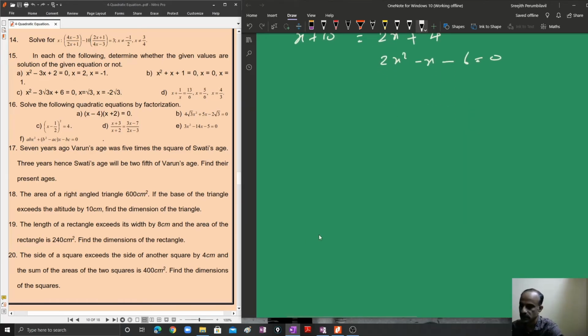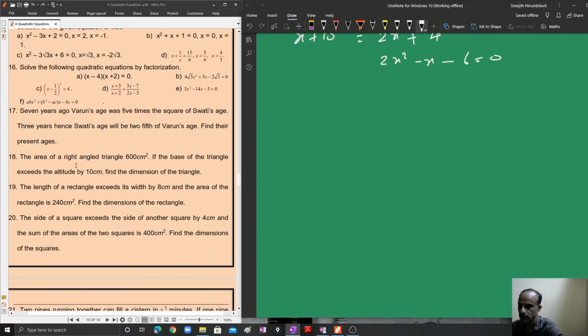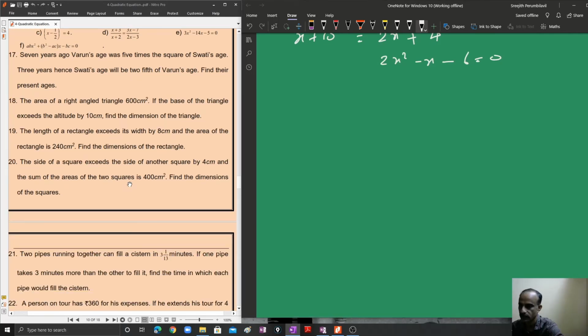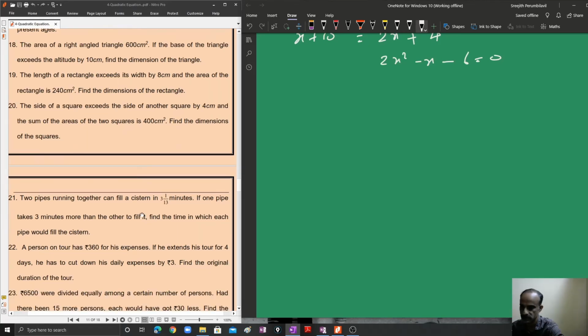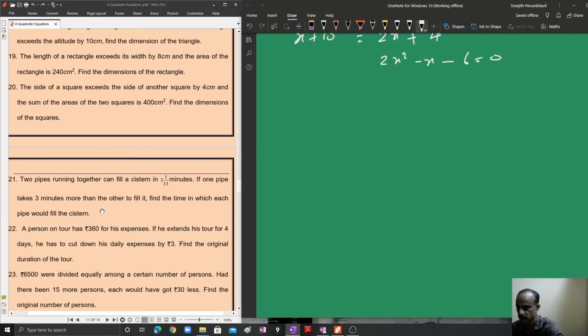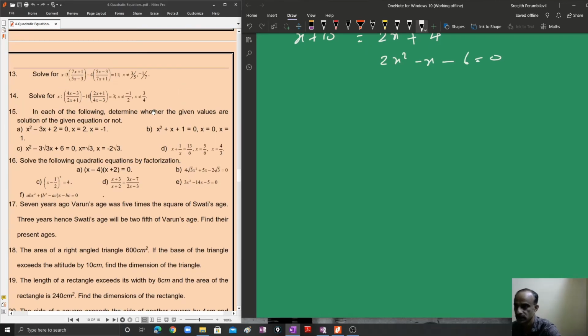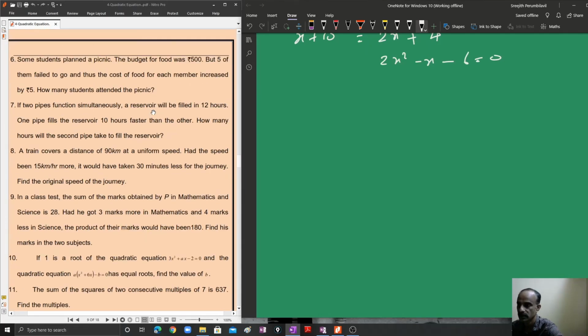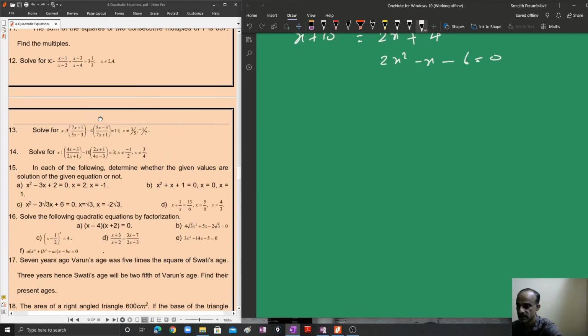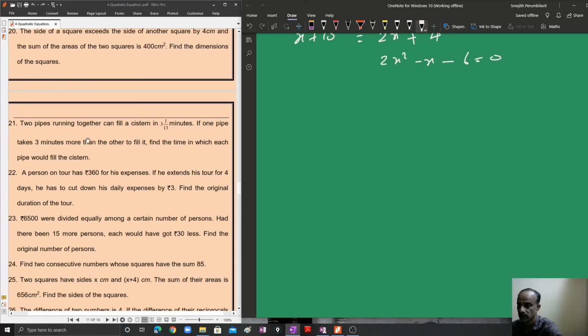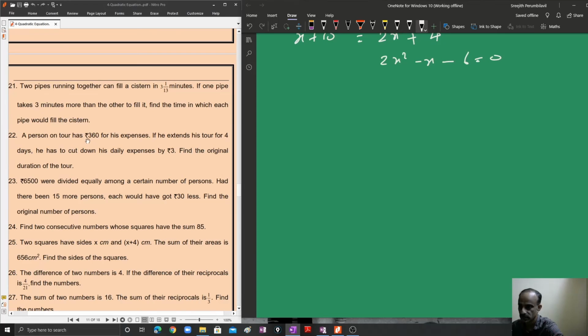So now, the length of rectangle question, again 21, is similar to the other one, with 2 pipes together. I am not going to do it. Question 22: a person on tour has 360 expense, same as that previous question, where we did one question like some students went for a picnic, the same type of question. Earlier the total expense was 360 and a certain number of students; here the days change. Anyway, we will do it.